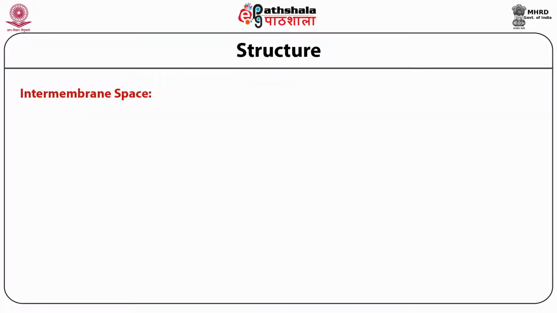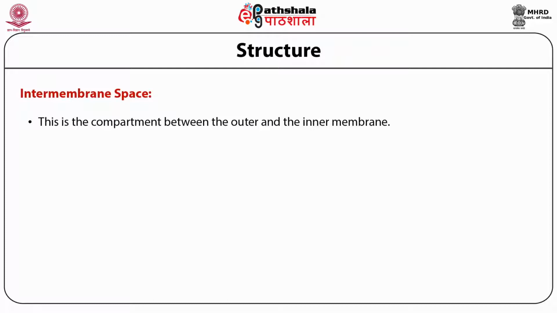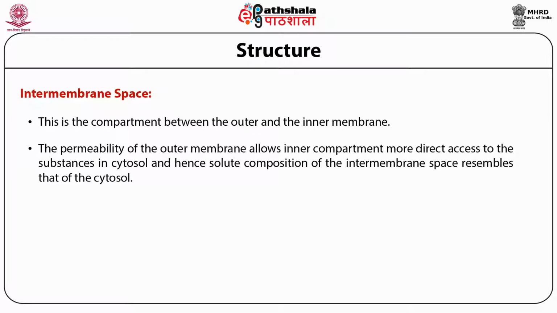The two mitochondrial membranes, the outer and the inner, define the two submitochondrial compartments, the intermembrane space and the matrix. The intermembrane space. This is the compartment between the outer and the inner membrane. The permeability of the outer membrane allows the inner compartment more direct access to the substances in the cytosol, and hence the solute composition of the intermembrane space resembles that of the cytosol.